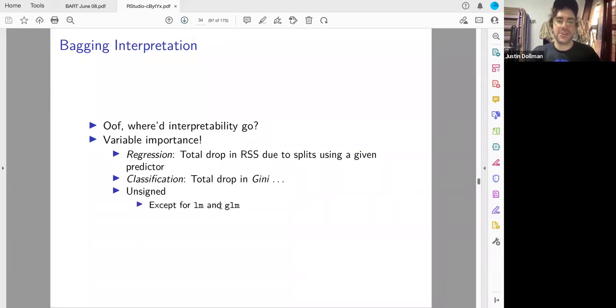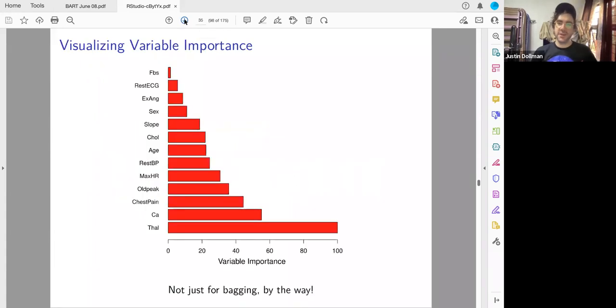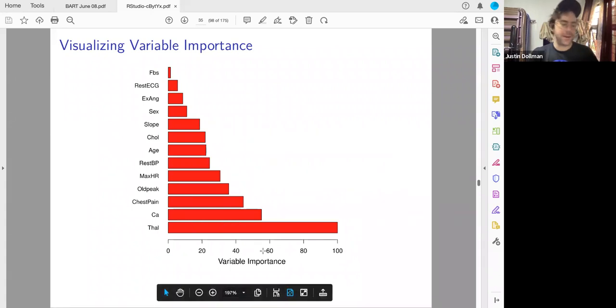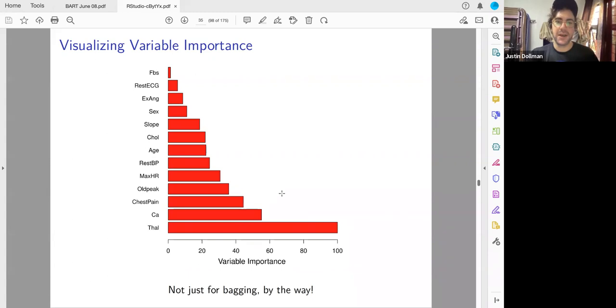Interestingly, I was looking at the documentation, and you can get signed variable importance for both linear models and generalized linear models, although I've never seen anyone use variable importance for those models. But this is what it would look like. Notice how everything is to one side of the y-axis, because again, it's unsigned. So you just have this magnitude. This was in a health data set, and I think thallium was the most important predictor. It's usually normalized so that the most important predictor gets a score of 100. This was, I believe, a classification example, so these would be drops in the Gini impurity index. Okay, so that's what that looks like.